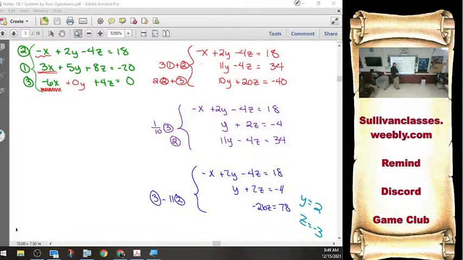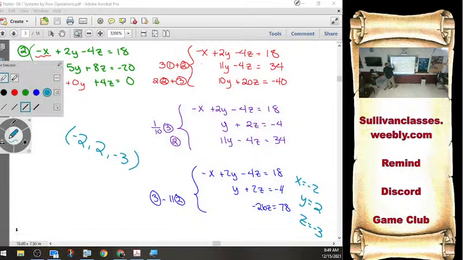Is it 2 or negative 2? Okay. Plug Y and Z in. If you got to write it down, write it down.